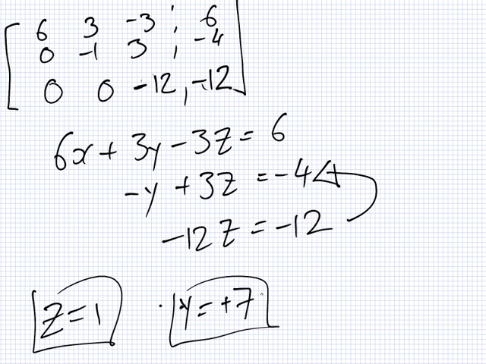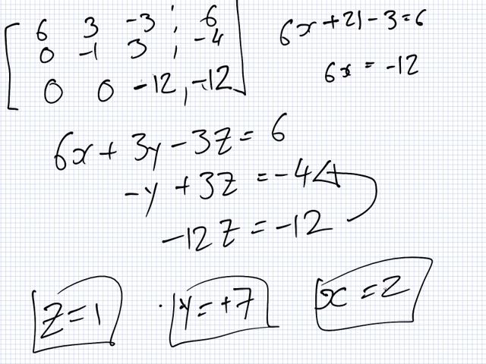And then lastly the X. If I put those numbers in there, I can get the X. 6X plus 21 minus 3 equals 6. 6X equals, what's that now? 18 minus 6, minus 12. Yeah, minus 12. X is minus 2. Alright. So, this method, I know it seems long, but it's only long because I have to go slowly through it.